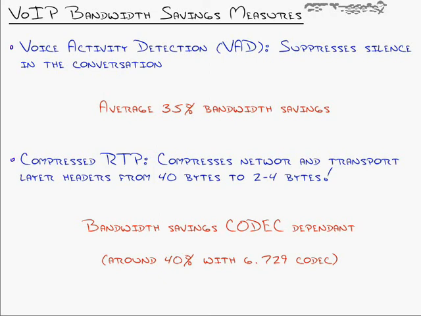Well, VAD suppresses those, and they actually did a study and found that in normal conversation on a T1 line, meaning 24 active calls, when they enabled VAD, they got about 35% bandwidth savings. That's a lot. That's amazing to me to think about. Every single conversation on average is 35% silence. Now, depending on where you are in the world, your mileage may vary. You may get 20% or 40%, or who knows?